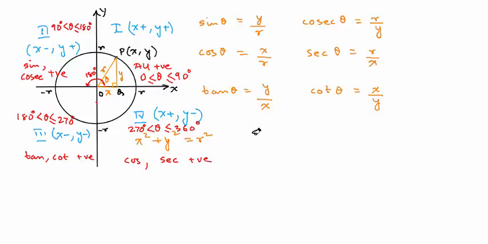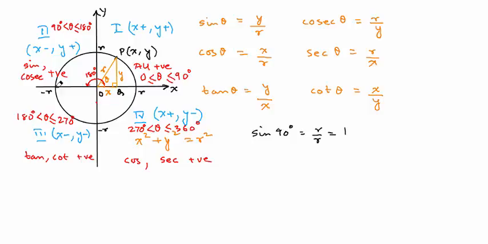So for example, if you want to find sine 90 degrees, 90 degrees would take that point P right over here. We know that sine theta is y over r. Now the value of y is the same as r, so we have r over r, which is 1. So we say sine 90 degrees is equal to 1.